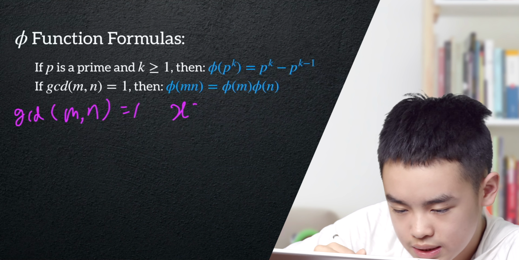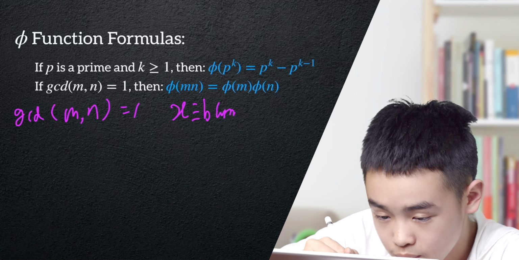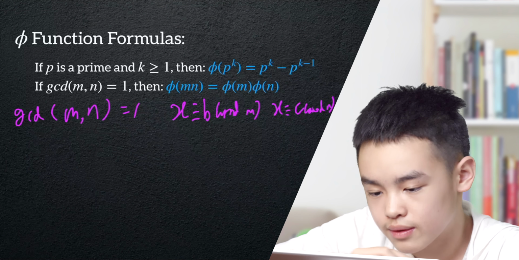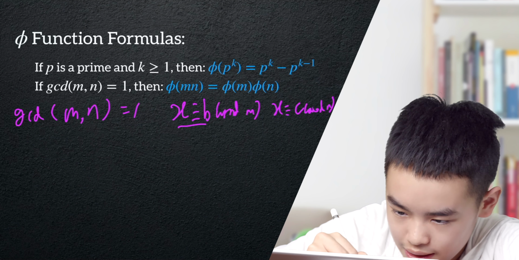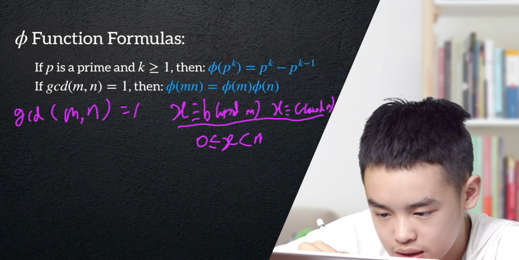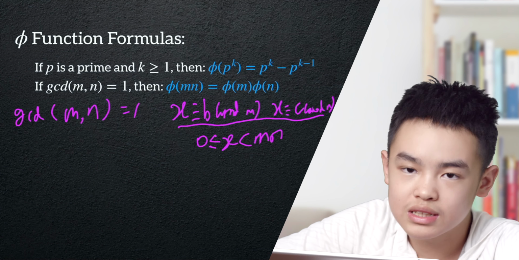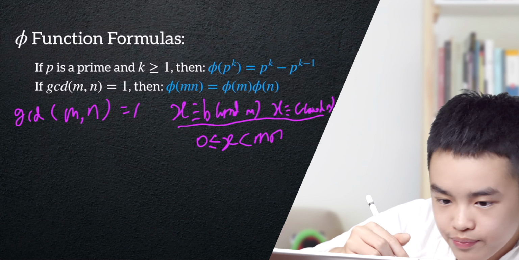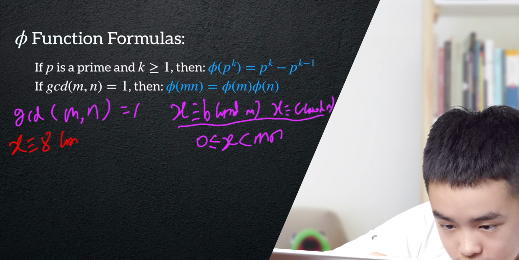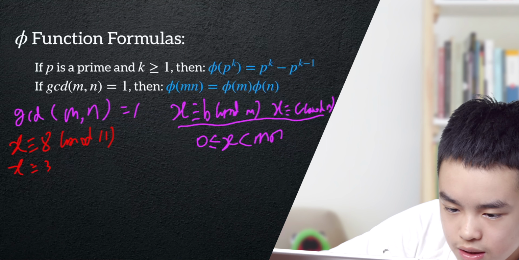And this set of congruences, X is congruent to B modulo M, and X is congruent to C modulo N. This set of congruences has one and only one solution, with the solution inside this range. So, how are we going to prove it? Well, first things first, we're going to see an example. Big, big example. So, we're going to just do this. X is congruent to 8 modulo 11. X is congruent to what? 3 modulo 19.